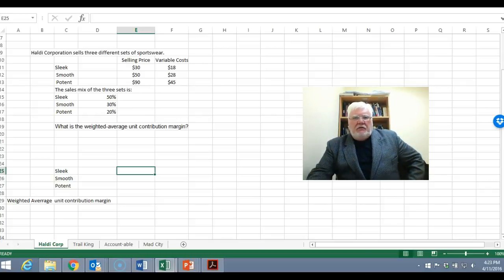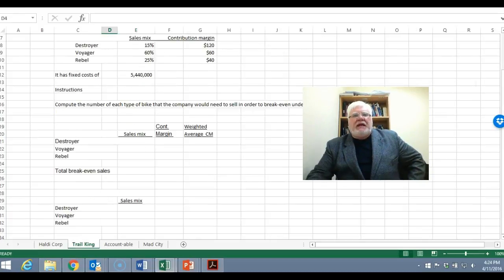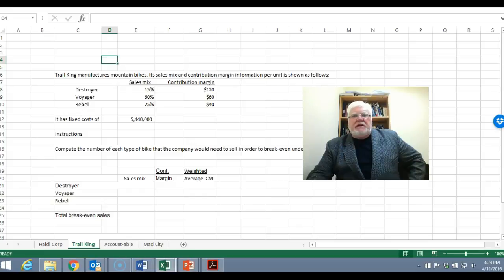Here we have 4 problems dealing with the weighted average contribution margin. The first problem, Halde Corporation, simply asks you to calculate the weighted average unit contribution margin for these 3 products, sleek, smooth, and potent.